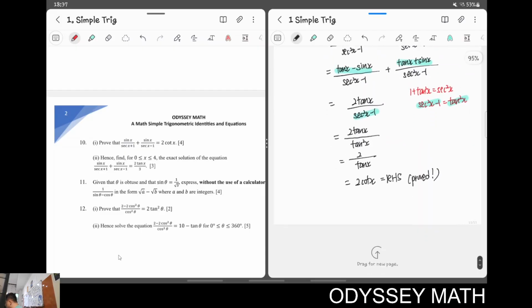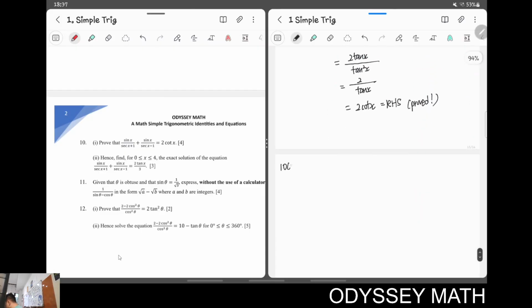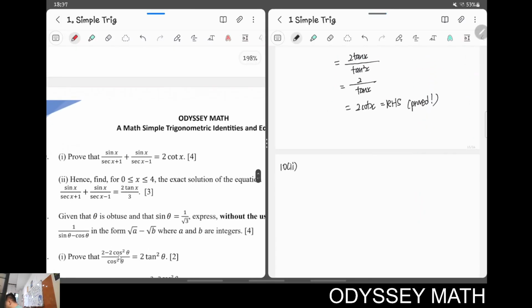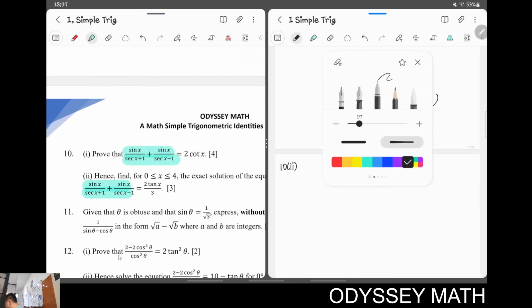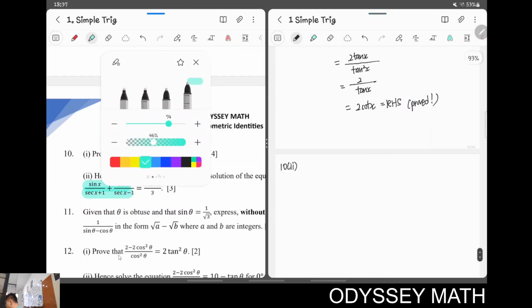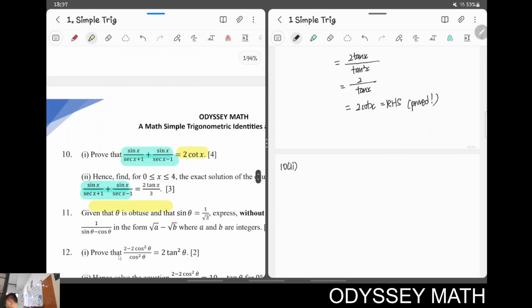Now moving on to 10 part 2. If you notice, this type of question will come out in your test and exam. This is identical to this. So let me skip a step a bit. Let me replace the blue with the one in yellow in this equation over here. So we have 2 cotangent x equals 2 tangent x over 3. And what I'm going to do here is, 2 cotangent x will be 2 over tangent x equals 2 tangent x over 3.